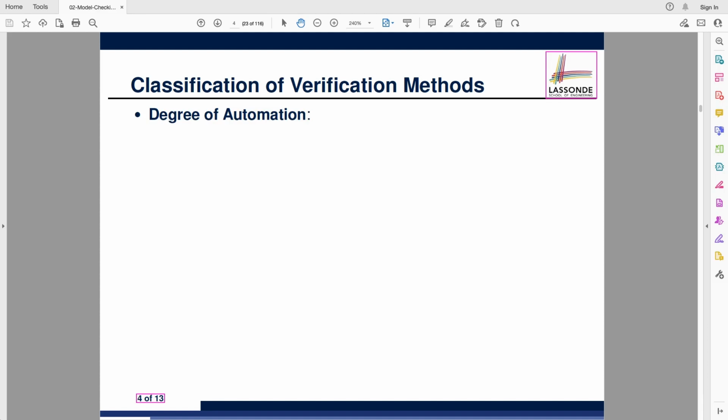First of all, how do you classify a verification method? There are several criteria. One would be, how much can you automate the process? This is also important to know, to compare the two courses. It can be either completely automatic, interactive, or manual. In this course, it's completely automatic because we're doing model checking.